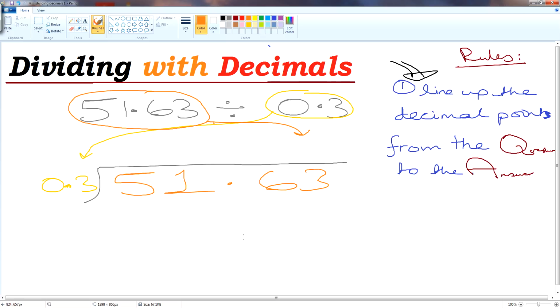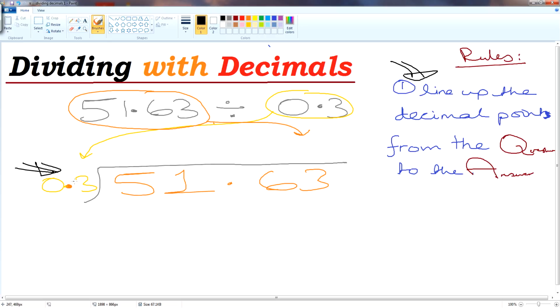Now, in this particular question, we have one difference here. We have the number that we are dividing by, which is 0.3, is the decimal number. We don't normally divide by decimal numbers. So what we're going to do with the decimal number? All our attention now is on the 0.3. We don't like dividing by 0.3.